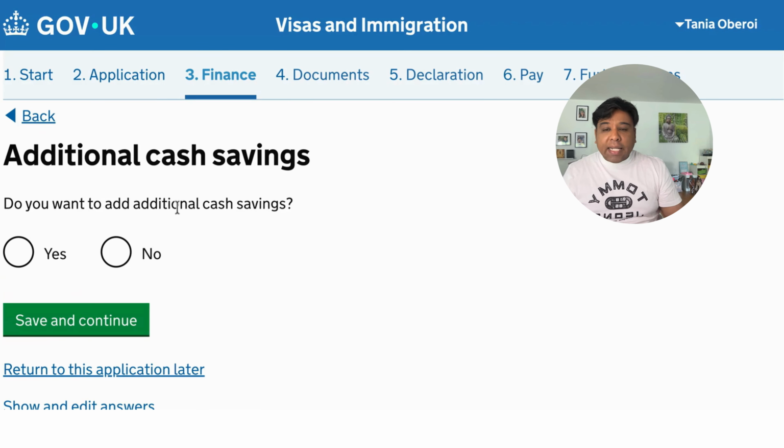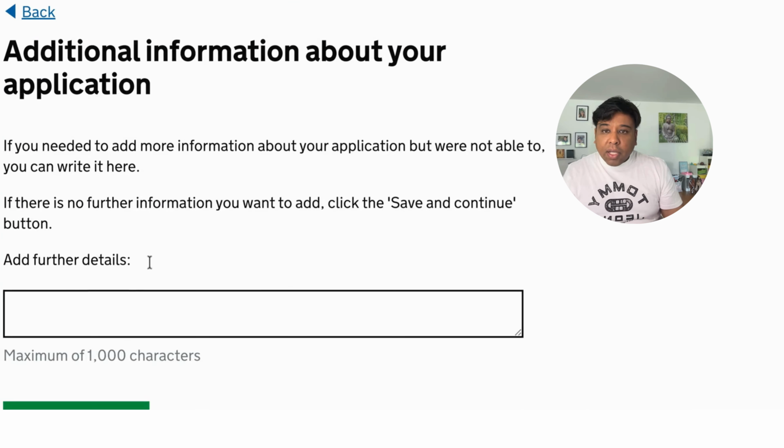Do you want to add any additional cash savings? So imagine Tanya, the housewife, is in India and she has her own savings, you can also include that. But in this case, I'm going to just say no. Additional information: say, for example, there was some information that was important for you to give, but you don't have an opportunity, either in yes or no, to clearly answer that. My normal recommendation is always to present a cover letter with the application, because this is only for 1,000 characters.